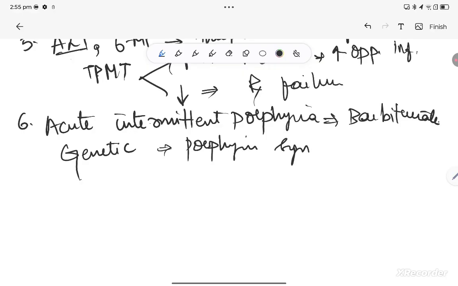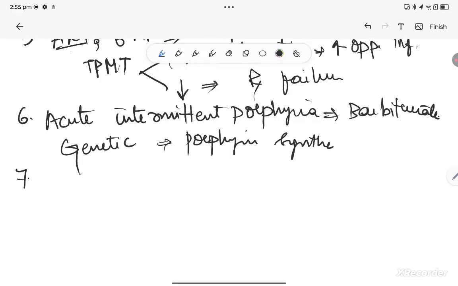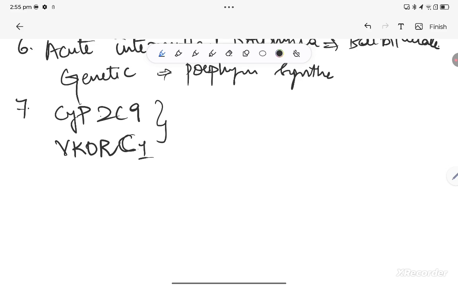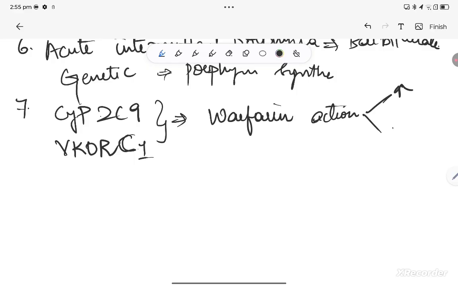In the same way, we need to understand CYP2C9, cytochrome P450 2C9, as well as the vitamin K epoxide reductase enzyme. Both are expressed by genes and both are responsible for differences in warfarin action. There can be either toxicity or anticoagulant failure.